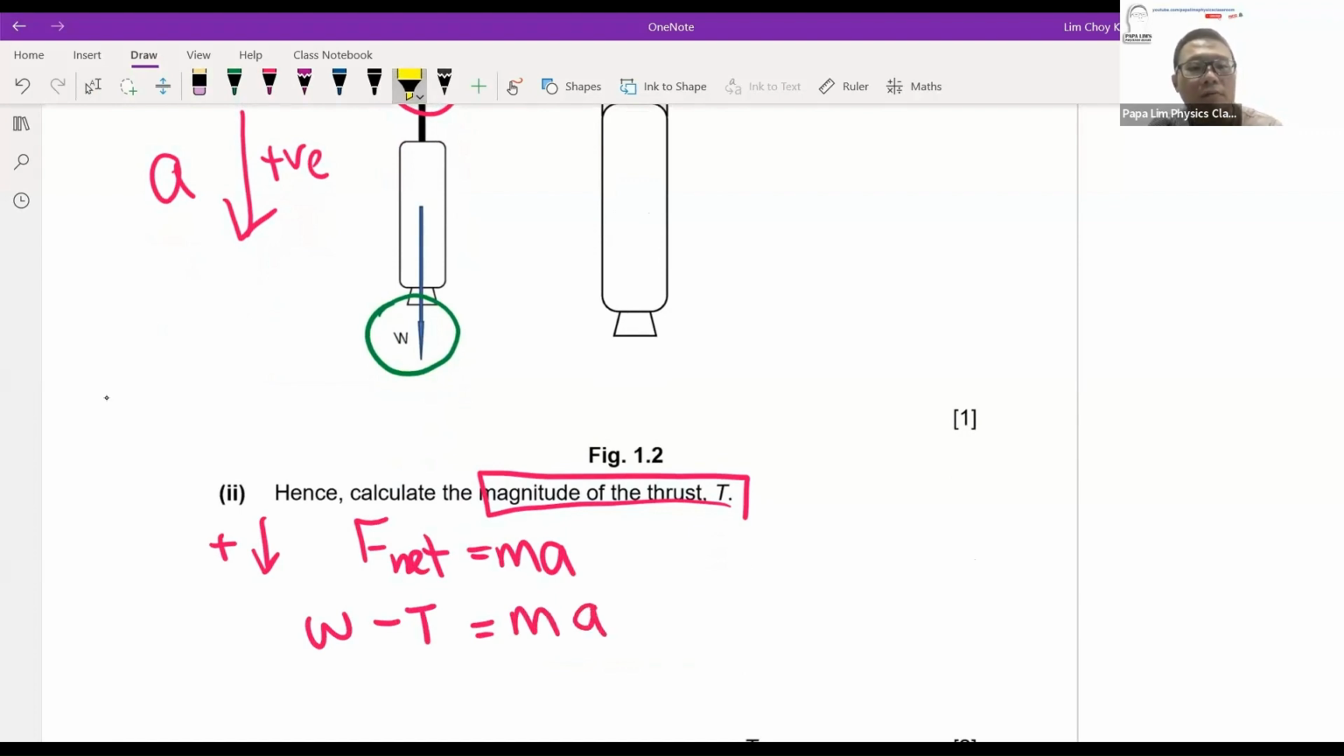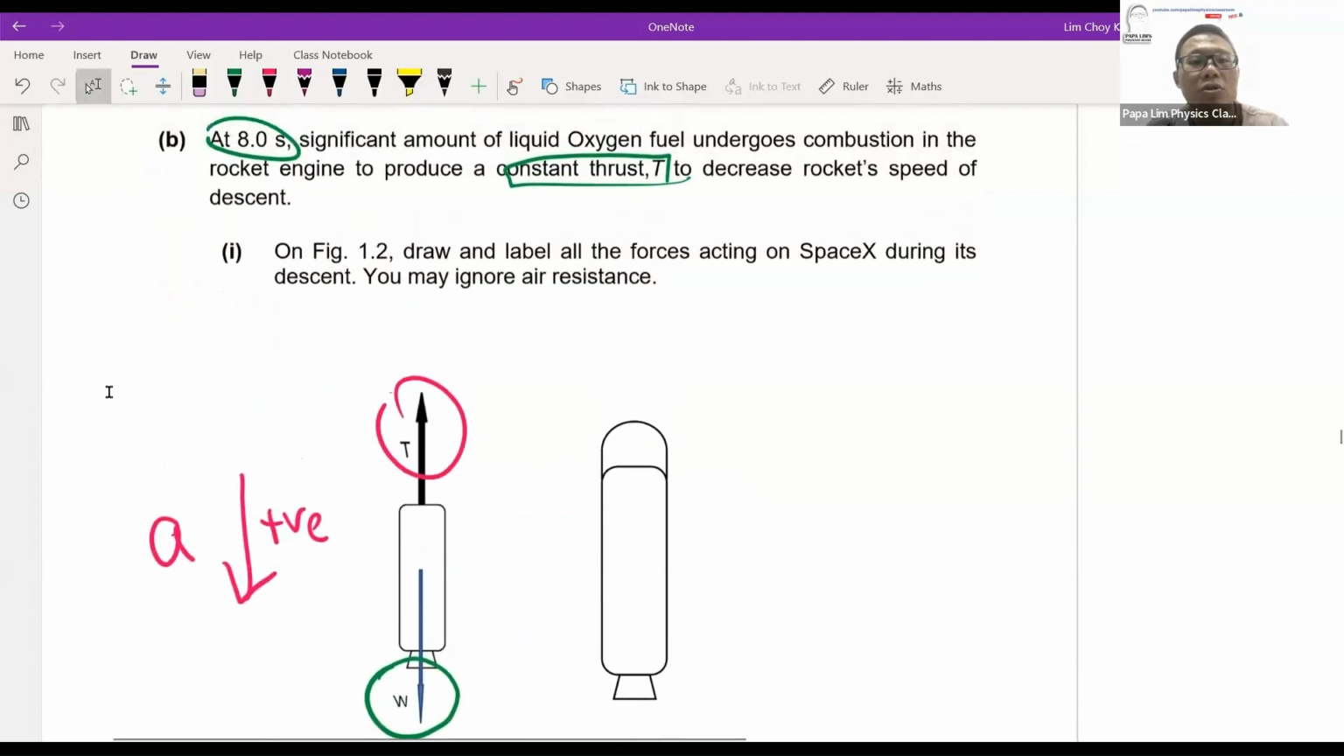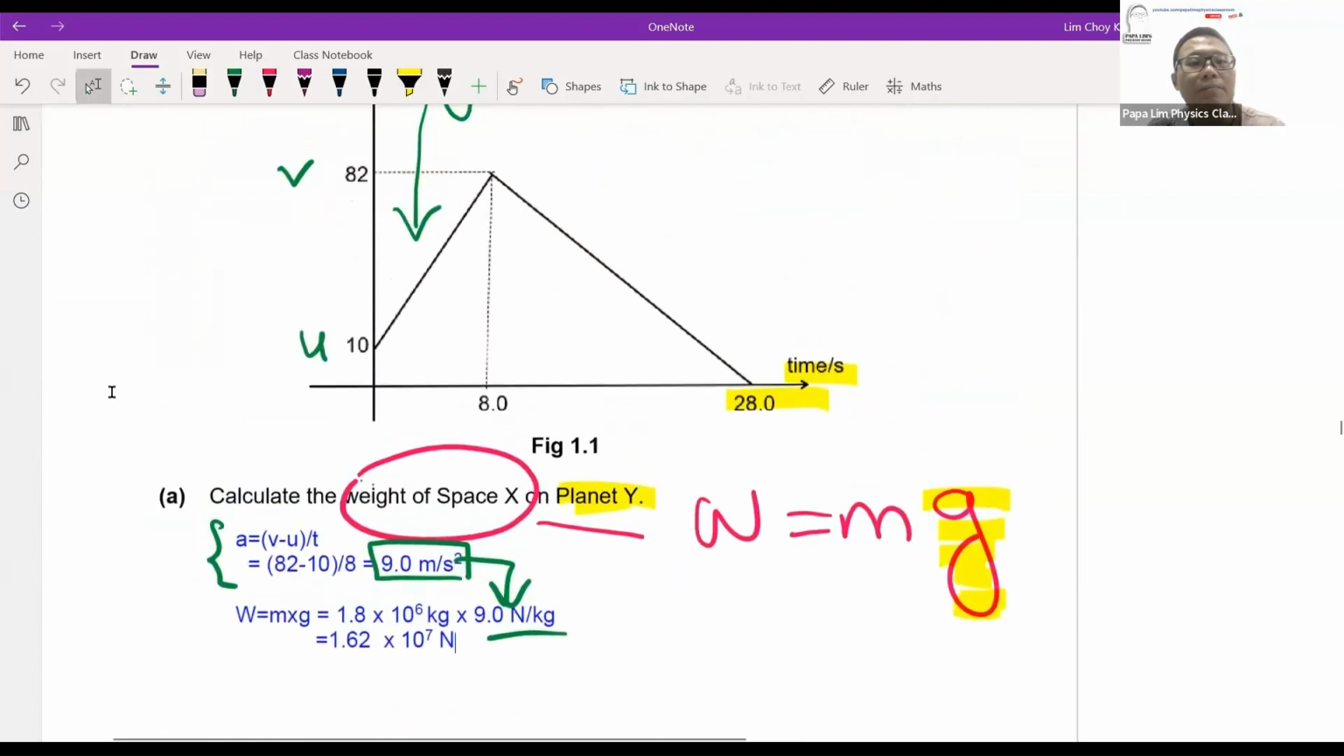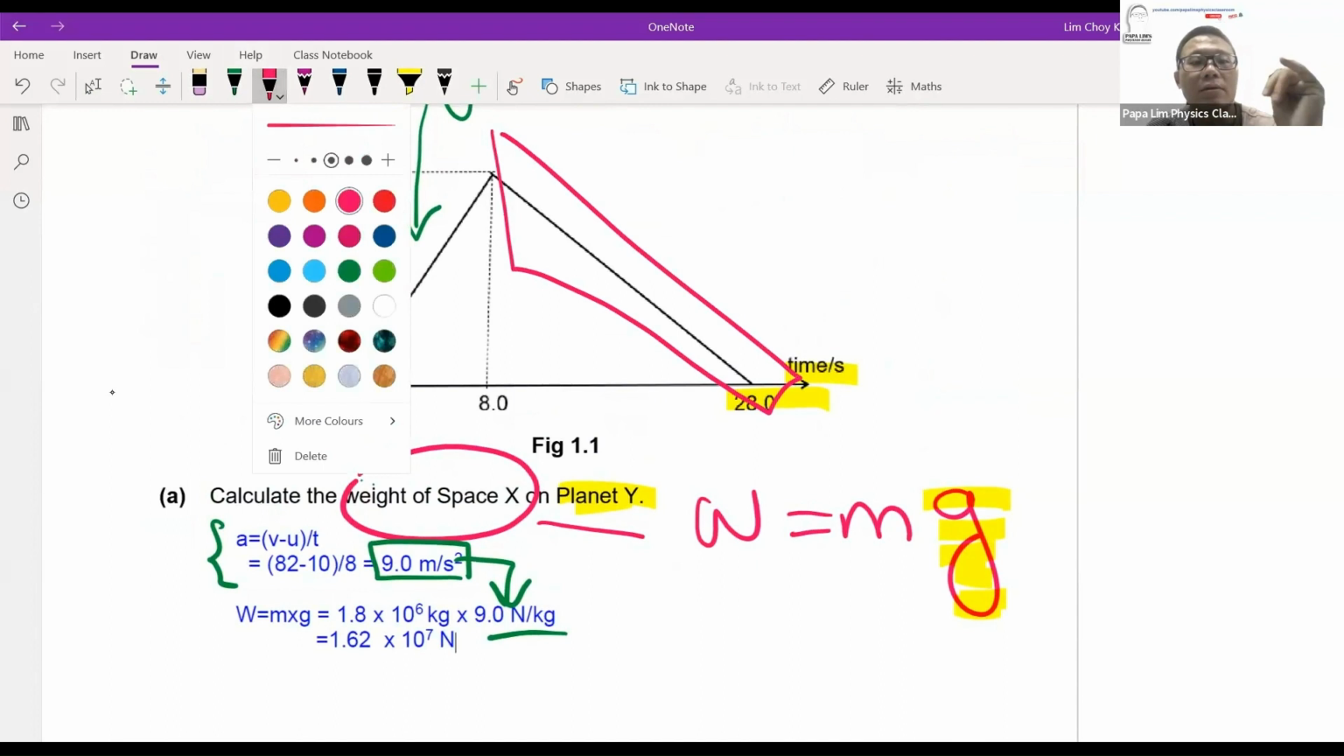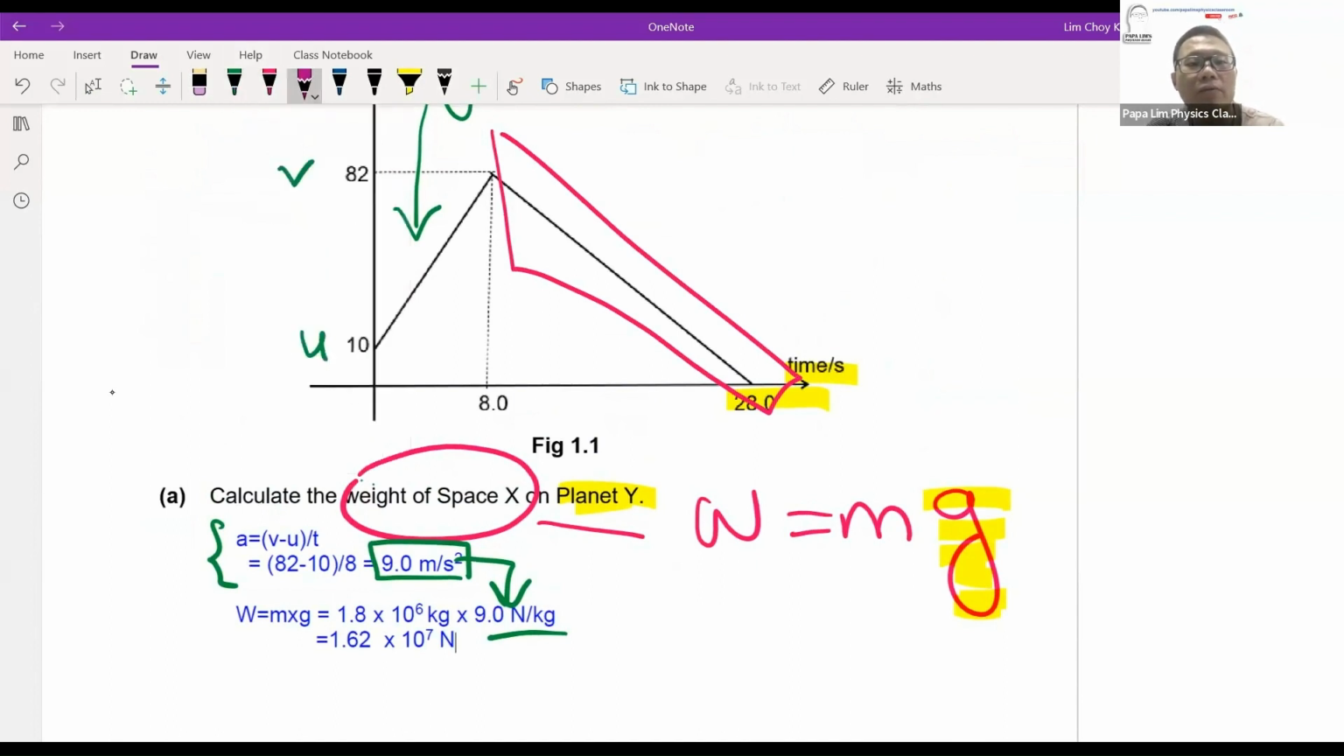Now, things to take note is for the acceleration, we are looking at the time after 8 seconds. Which means now I'm looking at this area, this curve here. In this velocity time graph, if I want to find the acceleration for this section of the graph, I am also looking at the gradient of the line here.